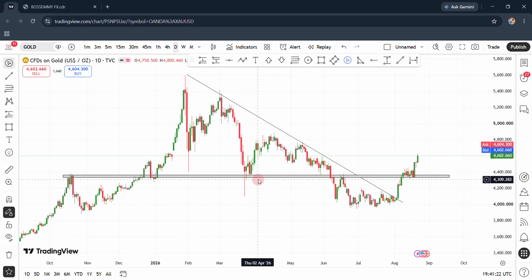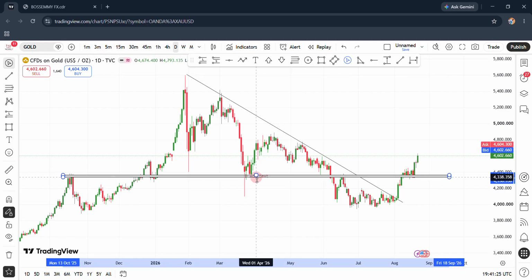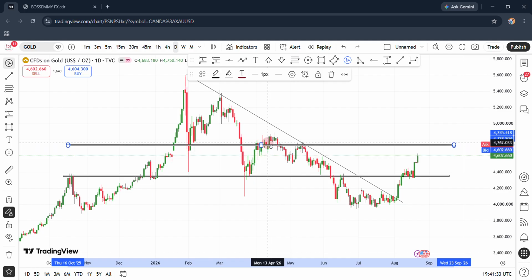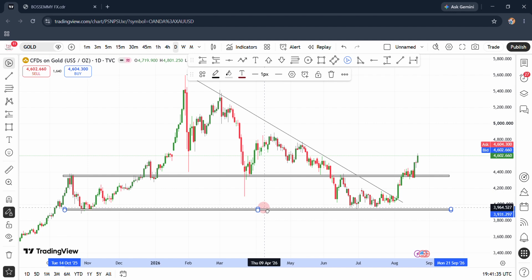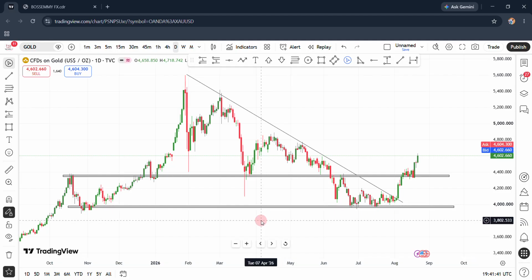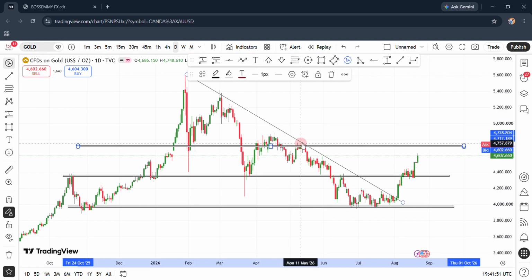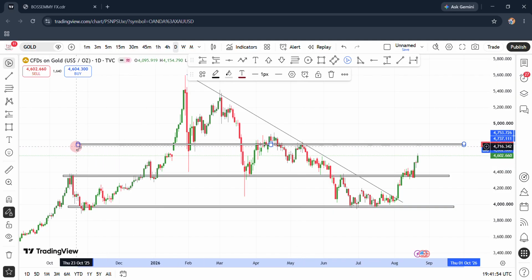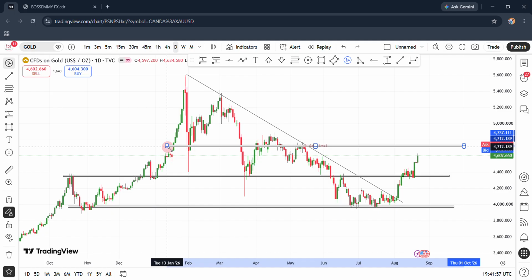So what do I need to do next? I need to identify, let me make this a little bit slimmer, my order zones. I need to identify other zones. I can see this was one of the zones here. For those who want to learn how to identify zones, you can watch some of my videos, or you can get the forex blueprint course that will teach you everything. I identify this zone as well. Let me make this shorter. Identify this zone as well.